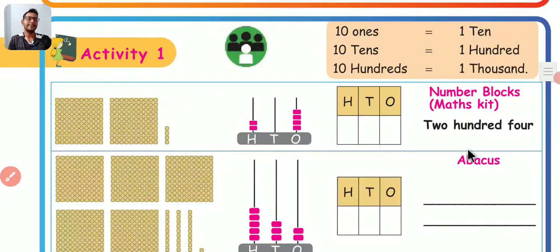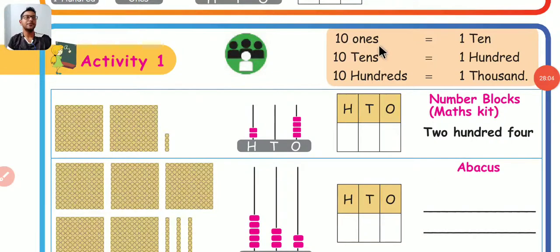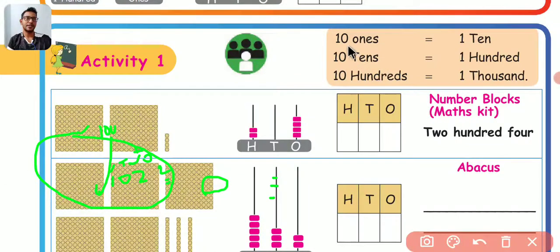Here they are giving an activity. Now we just need to know one piece of information. 10 ones equal 10. 10 ones make 10, 10 tens make 100, and 10 hundreds make 1000. They are giving this for our information.